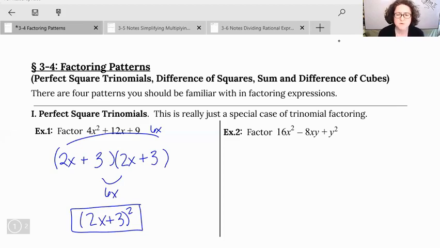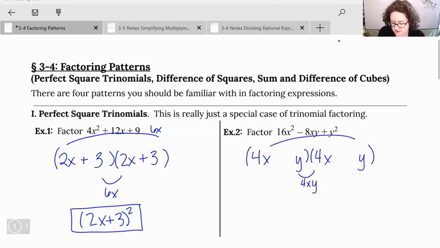And so we can do the same thing with example 2. Again, notice your first term, 16x squared. That's a perfect square. I could do 4x times 4x to multiply to make that first term. To make our last term y squared, I could multiply y times y. And again, check these out to see what would make that middle term if we're on the right track. And so my inside terms would give me a 4xy, and so would my outside terms, 4xy. But the middle term on this one that we're looking for is a negative 8xy.